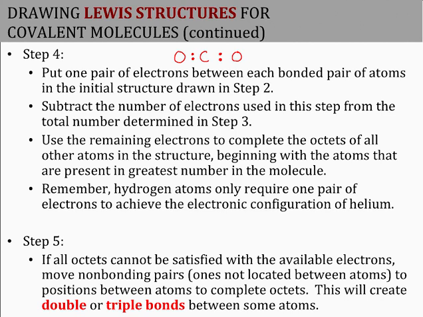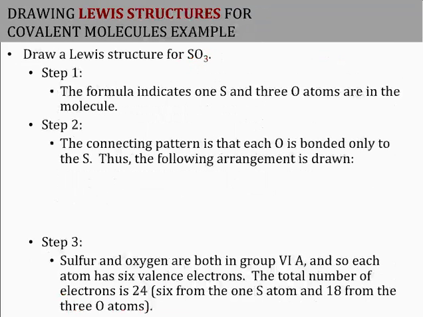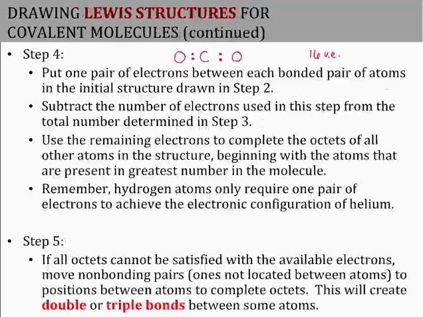All right. Now we're also going to subtract the number of electrons that we used to make our bonds from the total number determined in step 3. So we said that we had 16 total valence electrons, and we just used 4 electrons, so 1, 2, 3, 4, to make our bonds. Jumped ahead. All right, so we'll subtract 4 from 16, and that tells us that we have 12 valence electrons left.